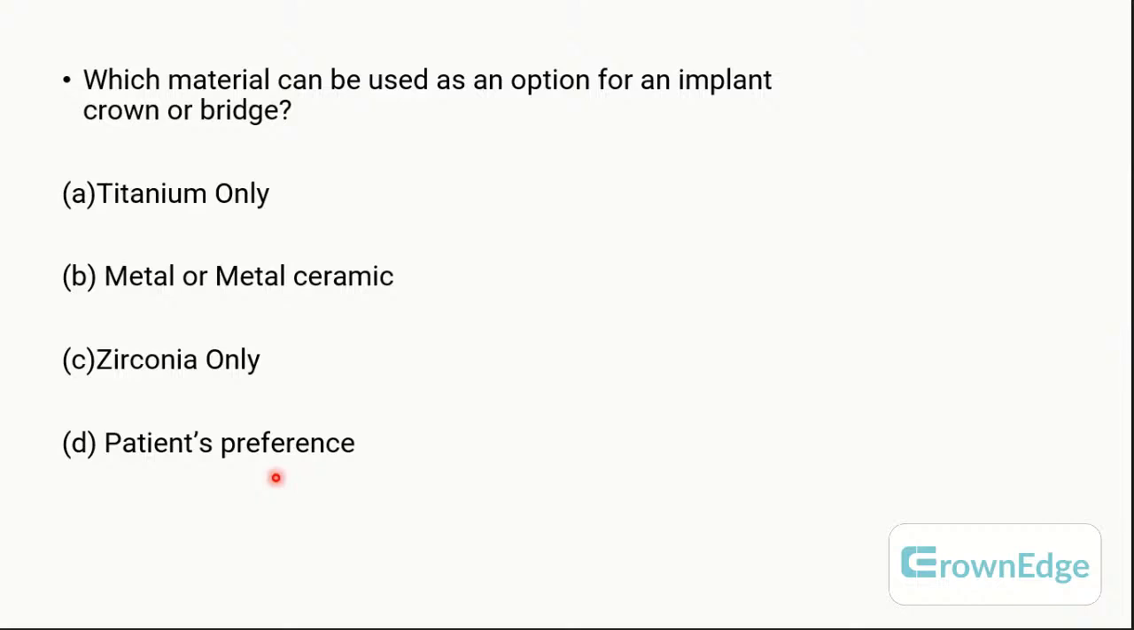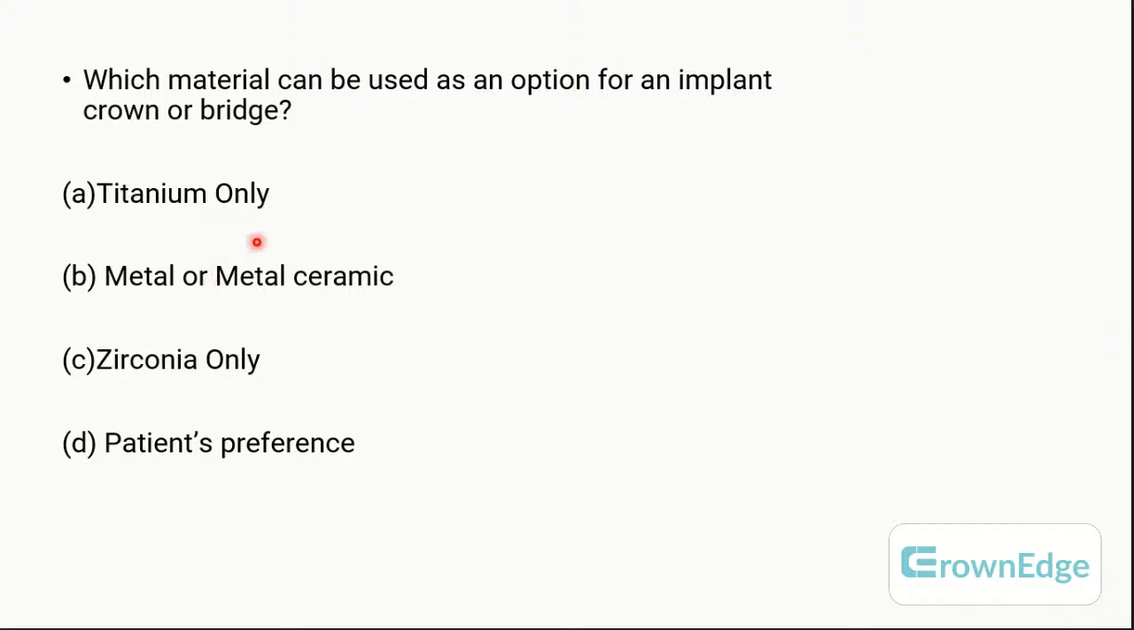You go with patient's preference, zirconia. Okay. So for this question, what you have to understand is how much force is exposed to an implant compared to a normal dentition, right? Ideally, titanium is what your implant and your abutment are made of. But titanium is still a core structure.